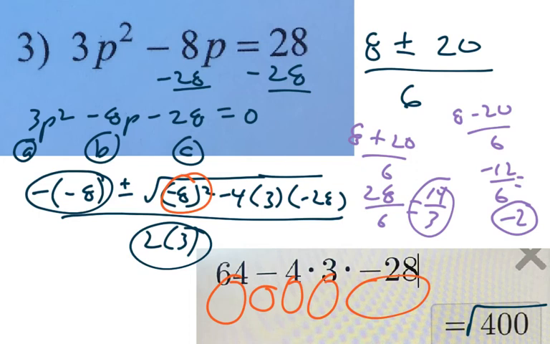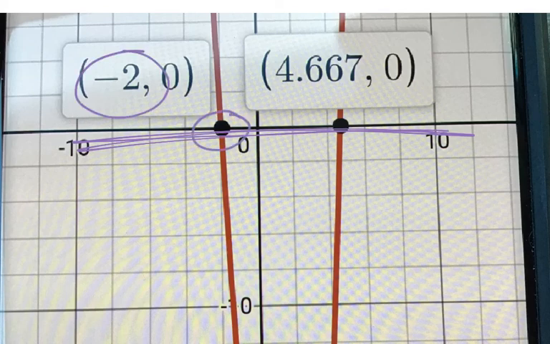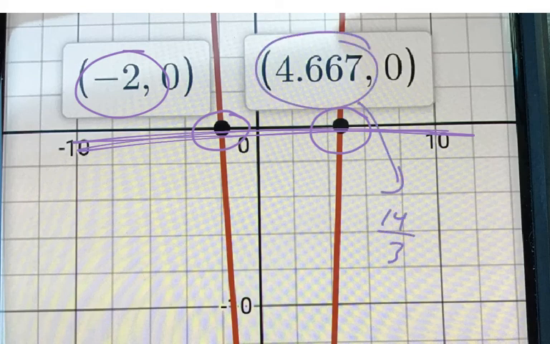Let's use Desmos to verify. Here again is my x-axis, guys. Notice on the left it crosses at -2. On the right, it crosses at 4.66. Guys, this is 14/3. If you divide with a calculator, you will get 4 2/3. Okay, 14/3 is 4 2/3, which is 4.66666.